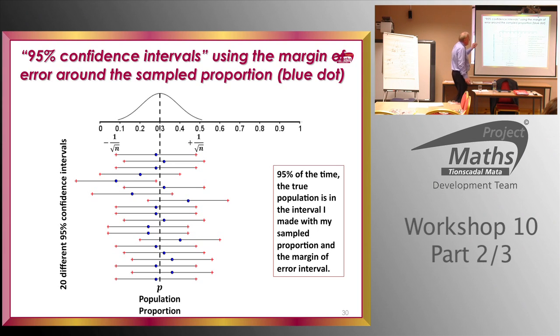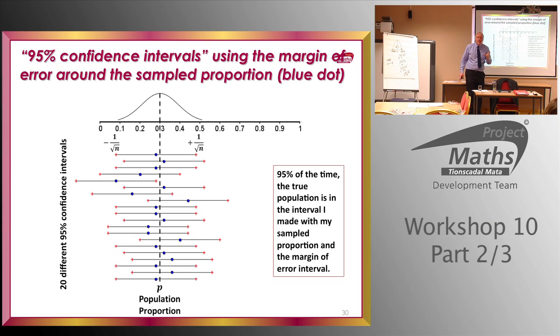Now, it's a bit like distances. How far is it from here to Cork? Well, it's the same distance as it is from Cork to here. So if the blue dot is captured by the true proportion's interval, then the true proportion is captured by the interval around the blue dot, isn't it? And this one here, look, was missed by that, so its interval will miss the true one.